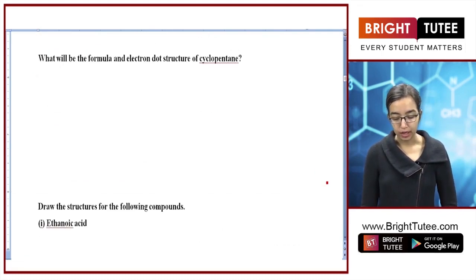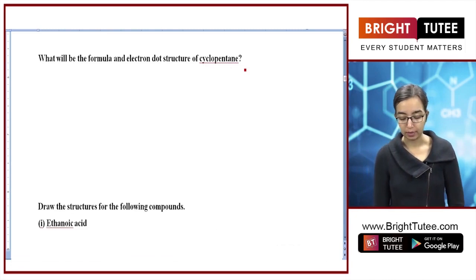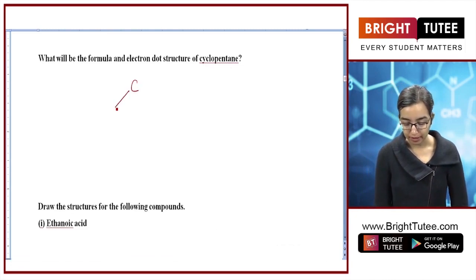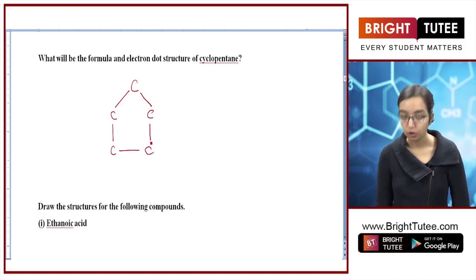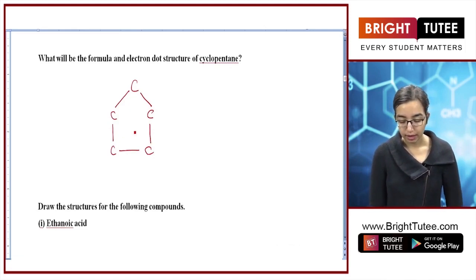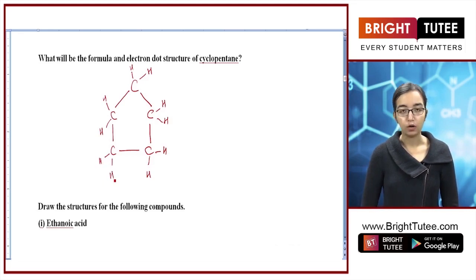What will be the formula and the electron dot structure of cyclopentane? Now cyclo means it's a ring, and pentane you know has 5 carbon atoms in it. So first let's draw a pentane ring. I've drawn it in the shape of a pentagon. Now you see every carbon has a valency of 2 unfulfilled. So you attach 2 hydrogens at each carbon, and that would give rise to the structure of cyclopentane.